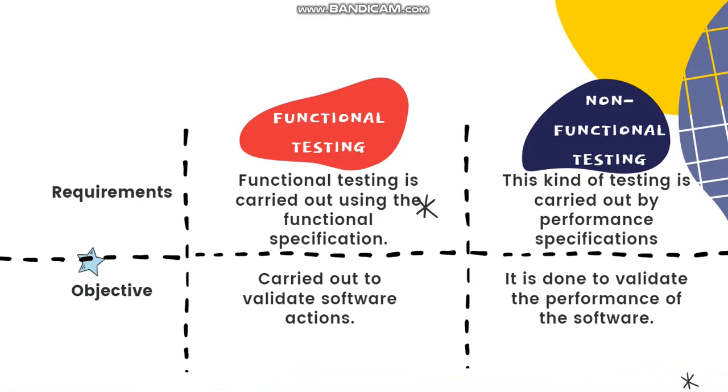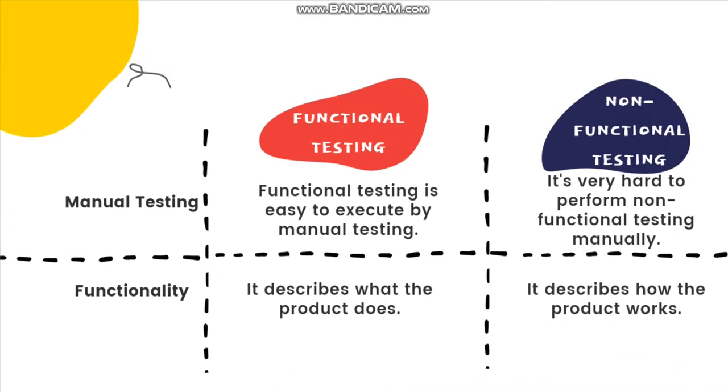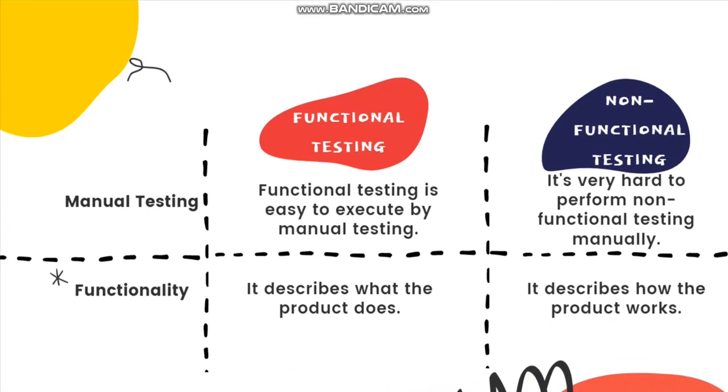Next, objective. Functional testing is carried out to validate software actions, whereas non-functional testing is done to validate the performance of the software. And then, manual testing. Functional testing is easy to execute by manual testing, and non-functional testing is very hard to perform manually. And functionality. Functional testing describes what the product does, and non-functional testing describes how the product works.